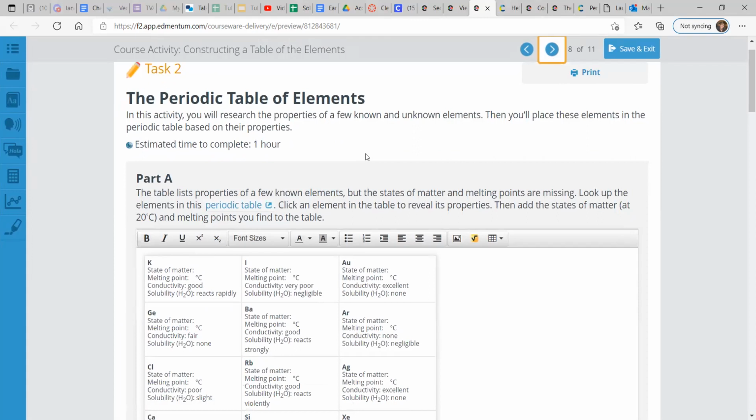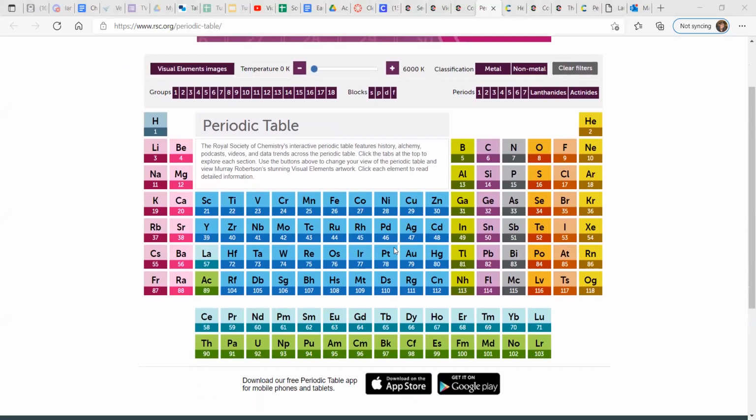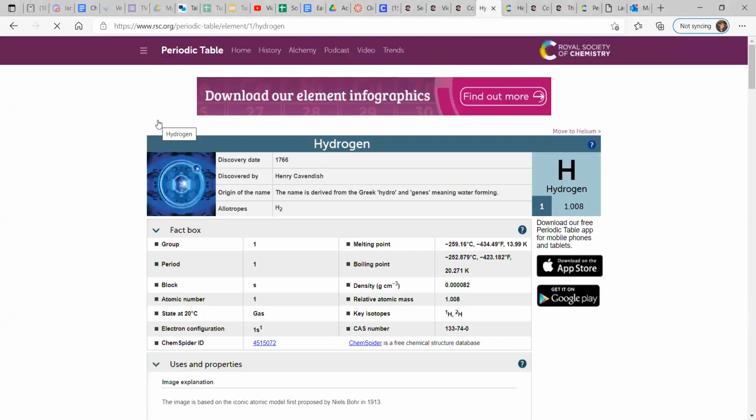Task 2 will have us look at the periodic table. It gives us this link here. This is a very useful table where you can hover over an element and it will give you some basic information. Then you can actually click on the element and it will give you even more information. Uses and properties of hydrogen.